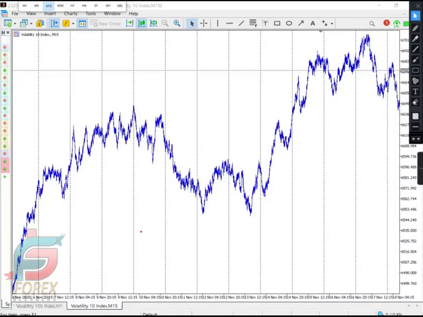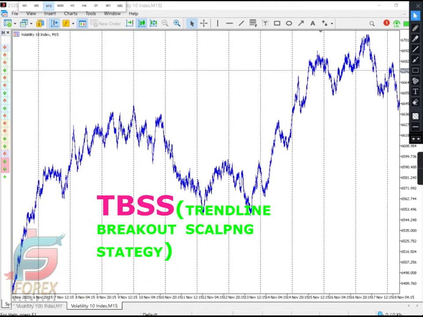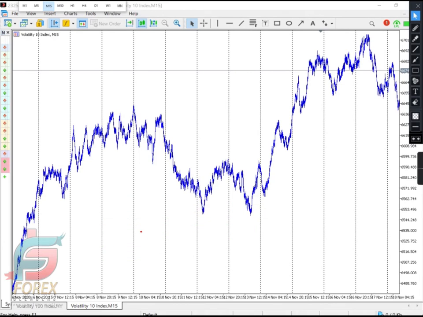And today we are going to discuss a new scalping strategy called TBSS strategy that I came up with in recent weeks, and it's a very promising strategy. You need to know how to draw trend lines like a pro, and then you need to learn how the market moves, because the market moves in higher highs and higher lows. So what I'm talking about, higher highs and higher lows, is this.